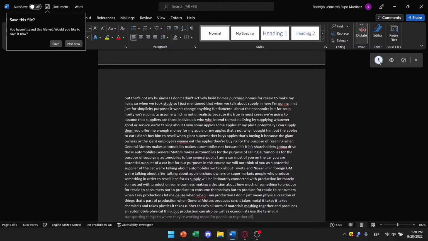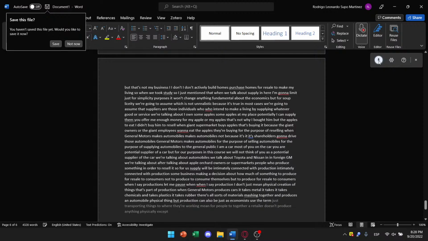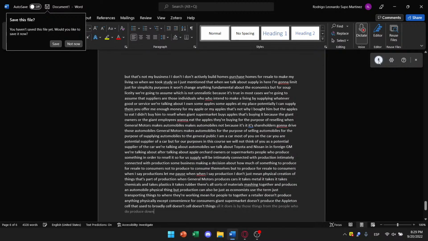A retailer doesn't produce anything physically except convenience for consumers. A giant supermarket doesn't produce the apples itself, doesn't produce the broccoli itself, doesn't produce the soup itself, doesn't produce the shampoo itself, doesn't produce any of those things. All it does is buy those things from the people who do produce them and put them in a location that's very convenient for consumers to get to. The supermarkets and most retailers supply convenience of access.